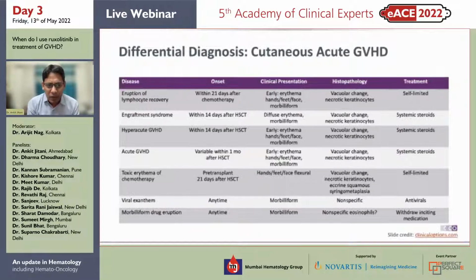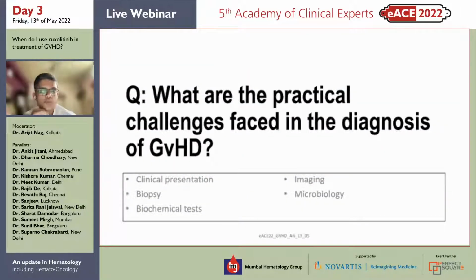What was the next point? Biomarkers. No, so biochemical tests and clinical presentation, you've covered most of it. So do you order microbiological tests from the stool whenever there is a suspicion of GVHD upfront? And if at all, what tests would you order?